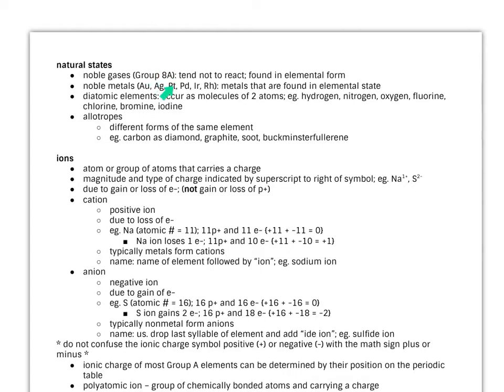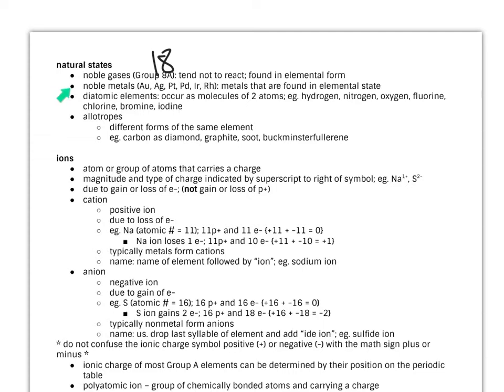So group 8A, if you're just counting the top columns, the groups that are raised, if you count all the way over, then you get that group 8A is the noble gases, or as we labeled them, it's also group 18. Okay, and these noble gases, they tend not to react, so they don't really react with anything. So they are found in elemental form, meaning that since they don't react with anything, they don't really form any other bonds, and so they won't be in a compound in nature. You'll find those elements in their elemental form in nature.